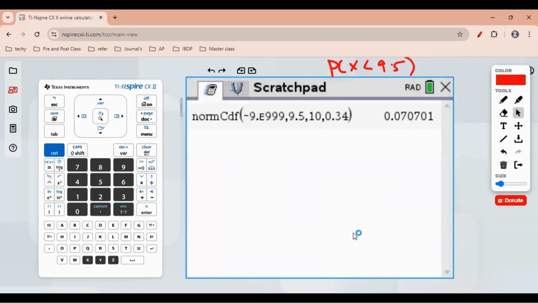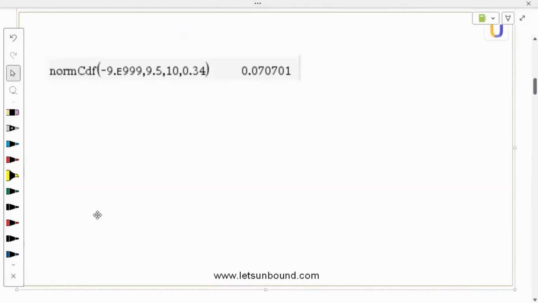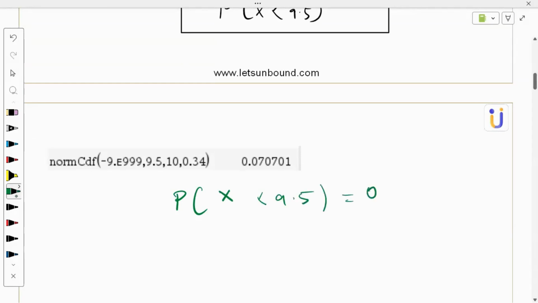We got the probability 0.070701. Switching to the solution page, here we go. That is the required probability. The probability that a randomly selected door has a total thickness less than 9.5 is 0.0707. So that's simple.